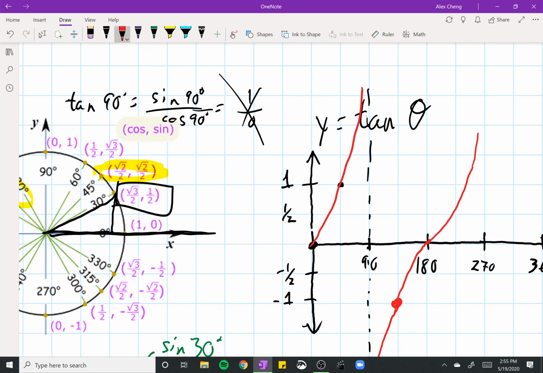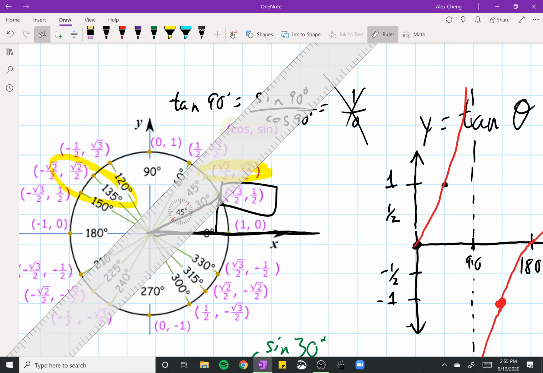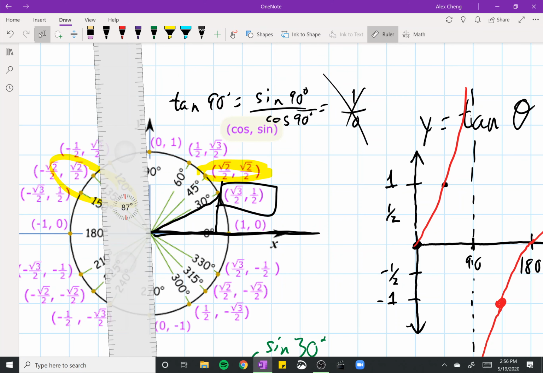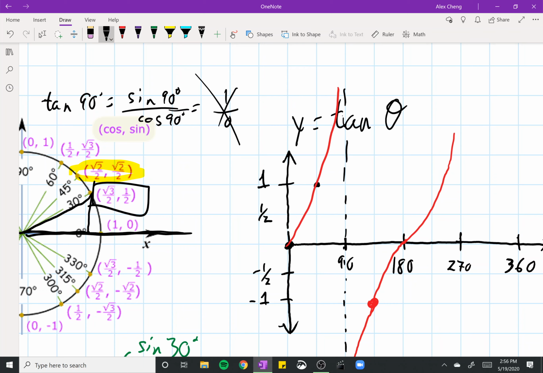Until, once again, the next problem you're going to run into is once you have a vertical line again, which is at 270 degrees. And so 270 is also not in our domain of this function. And so this graph just looks like so.